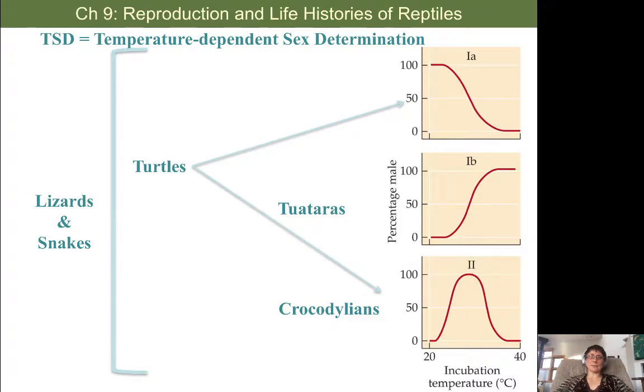And lizards and snakes, so squamates, can do all three of these patterns when they're not exhibiting genetic sex determination, right? Because a lot of them are genetically determined. But there are lizards and snakes that exhibit TSD, and they can exhibit any of these patterns. It depends on which ones you're talking about.